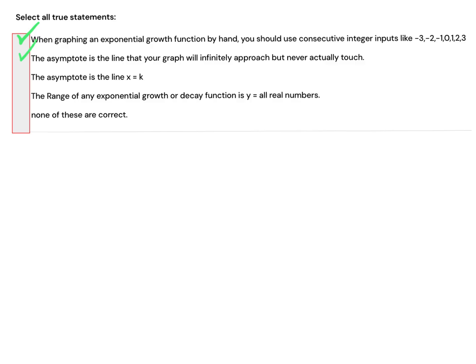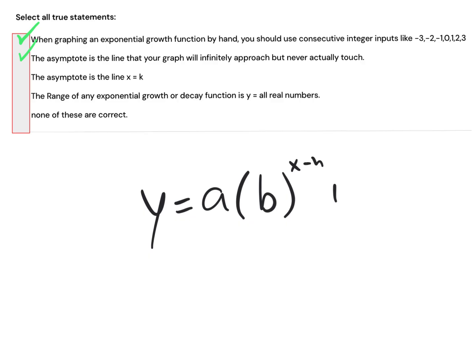That is 100% correct, right? And then the next one, it says the asymptote is the line x equals k. Well, let's think about this, guys. The equation is y equals a times the base to whatever power x. In algebra 2, you'll have a minus h, but in algebra 1, you just have the plus k.